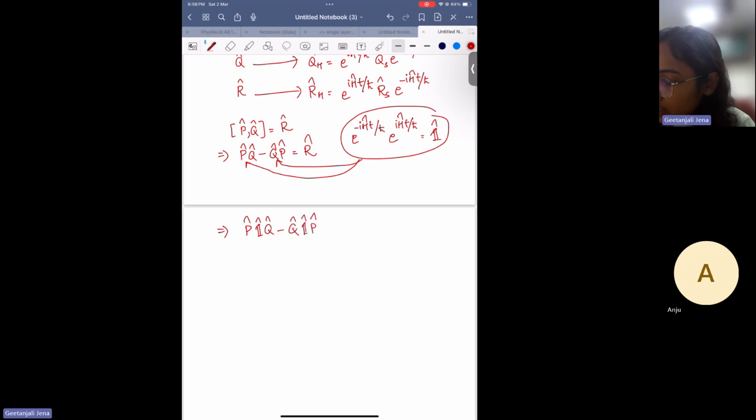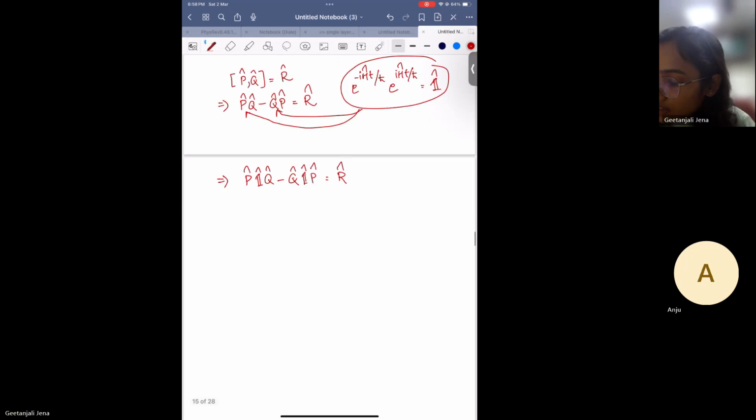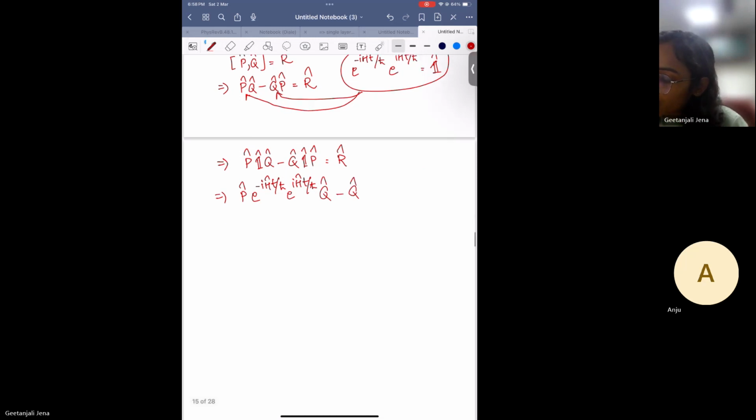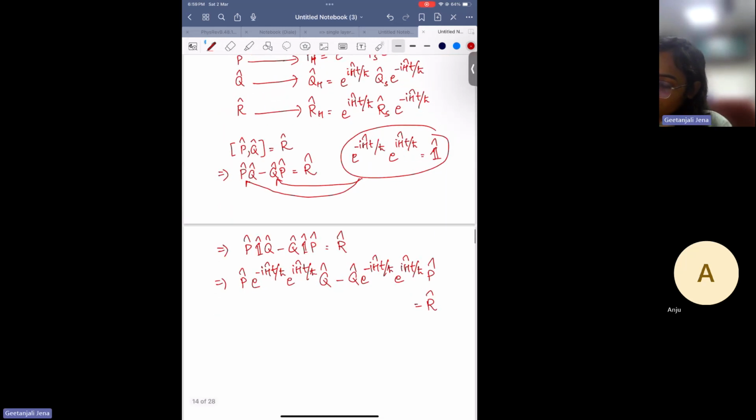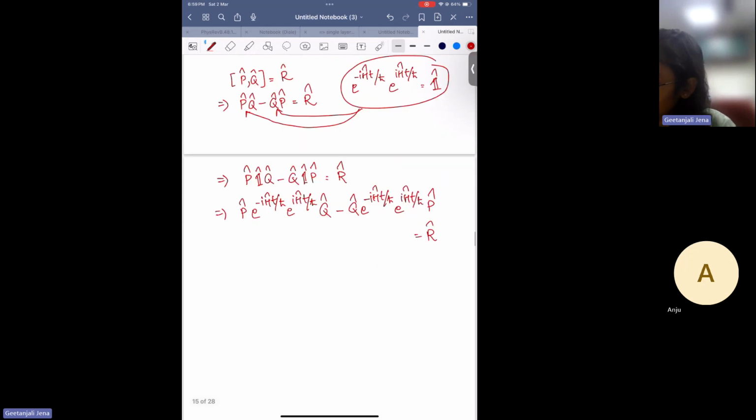So this is P e to the minus iHt by ħ e to the iHt by ħ Q minus Q e to the minus iHt by ħ e to the iHt by ħ P equal to iħ. So now to get the expression for the Heisenberg picture, what you have to do is just multiply a term here.